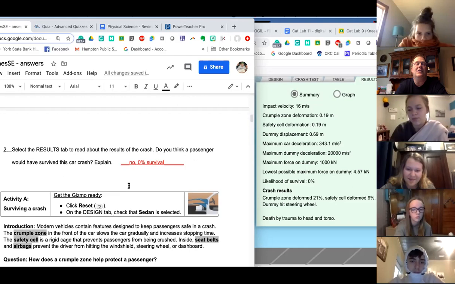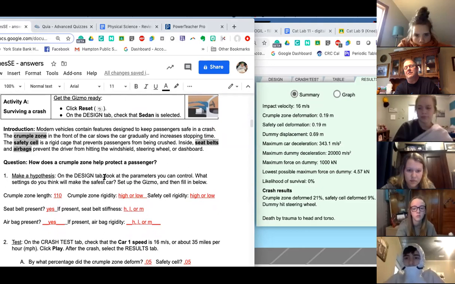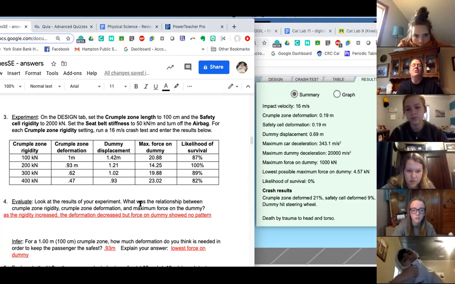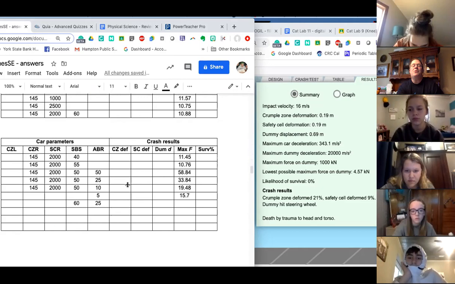Modern vehicles contain features like crumple zones and safety cells. There's a lot of factors that you can control. It's almost mind-boggling about people that do these kinds of labs or tests. Now you'll notice that there's data charts. I was just playing around with changing one variable at a time and seeing what I could get.